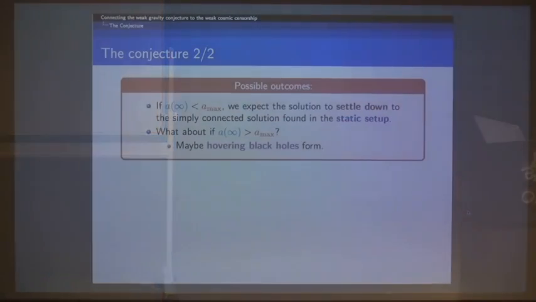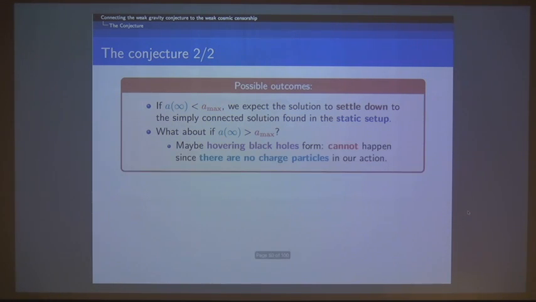So it turns out that you can form a hovering black hole in the middle of the Poincaré patch of AdS that is sustained by an electric force at the boundary. We constructed such solutions. But actually, you cannot form these solutions dynamically because the action that I gave you does not have charged particles. It's a bit like Reissner-Nordström. If you just have Einstein-Maxwell, you cannot form Reissner-Nordström. You need charged particles in order to form them.